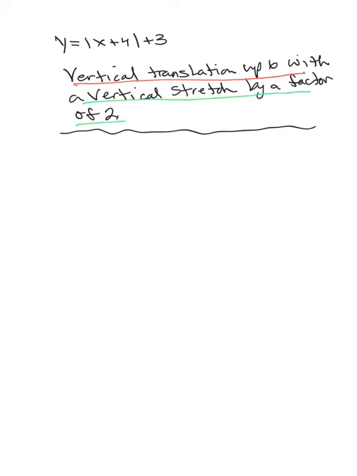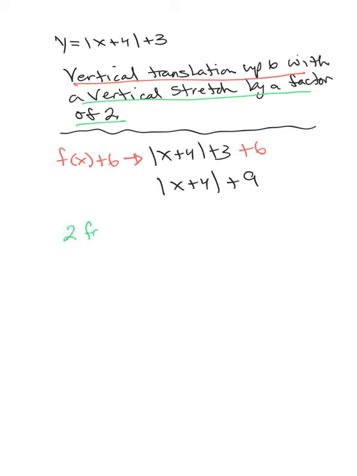So watch what happens. If we do a vertical translation up 6, that means it's f of x plus 6. And when we actually perform that on the function above, that would give us the absolute value of x plus 4 plus 3, and then we want to add 6 because we want to move it up 6. So when we simplify that expression, we get absolute value of x plus 4 plus 9, right?